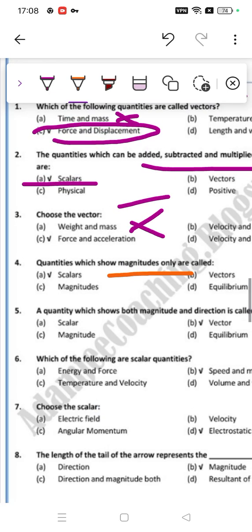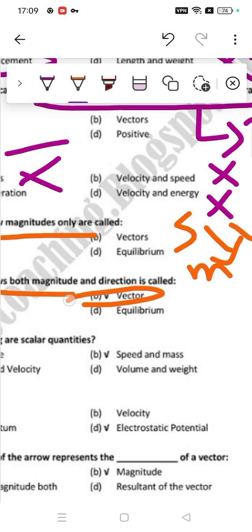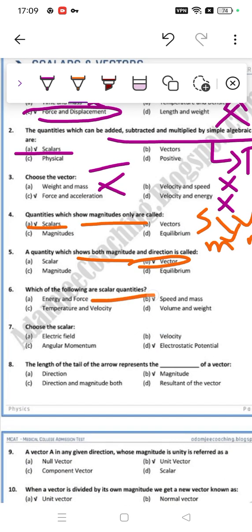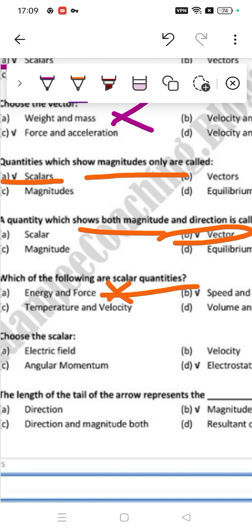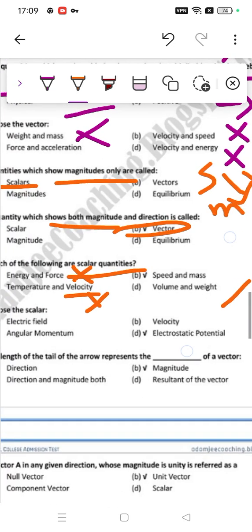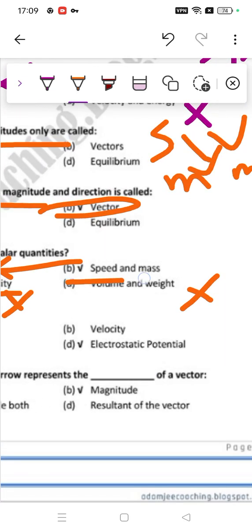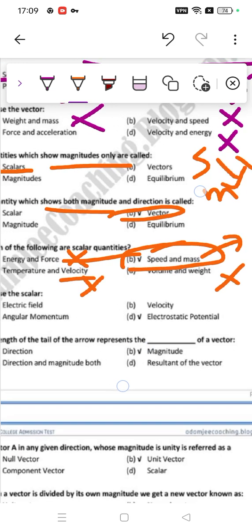So here, scalar is a quantity which shows magnitude only, as I mentioned, so the vector is the right option. Which of the following are scalar quantities? Force, we know it's a vector. Velocity, we know it's a vector. Volume and weight, these are vectors. And speed and mass, speed is scalar, of course we know. So speed and mass both are scalar, that's why this is the right option.